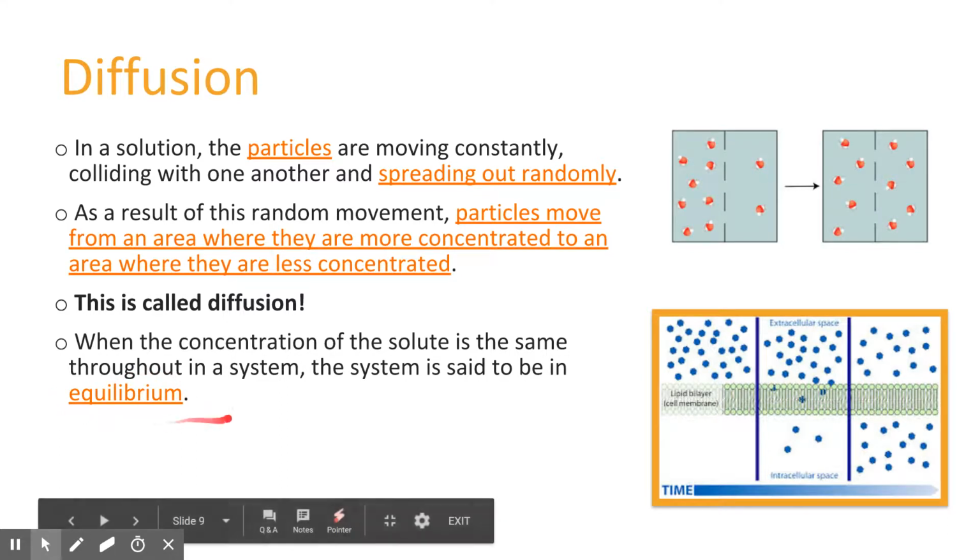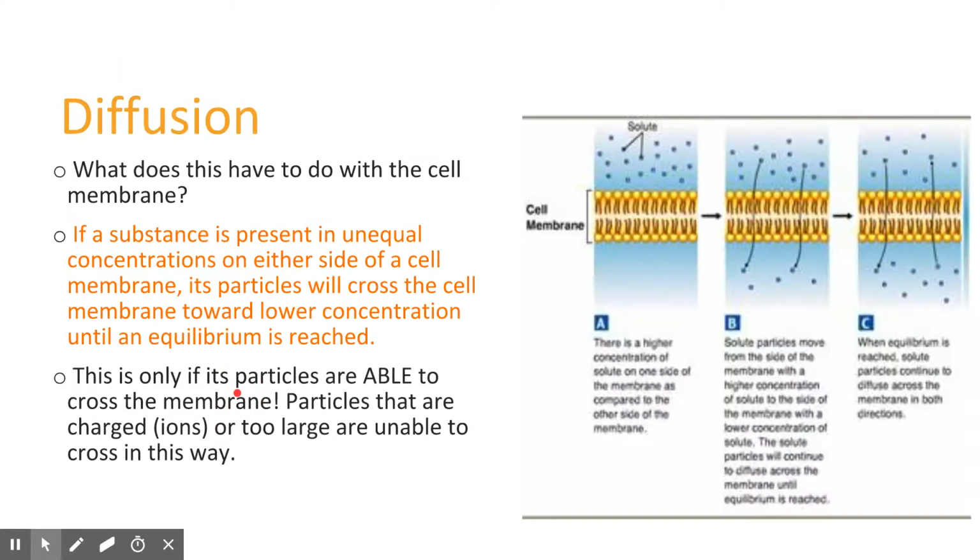So this is an important word to note down. You can remember if it's equal, it has reached equilibrium. So what does this have to do with the cell membrane? If a substance is present in unequal concentrations on either side of a cell membrane, its particles will cross the cell membrane toward the lower concentration until it reaches equilibrium. So this is only if the particles are able to cross the cell membrane.